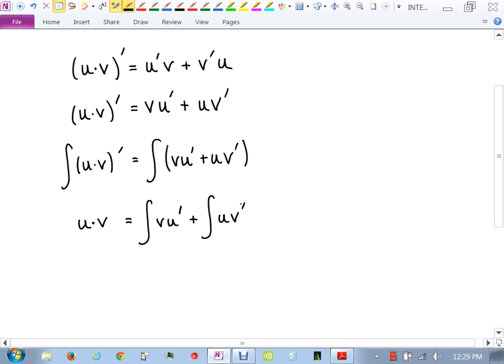Now, what I'd like to do is take this integral right here, and move it to the other side of the equation by subtracting it. I can do that, right? It's an equation. I can move things around by adding and subtracting. So I get uv, that's u times v, minus integral v u prime equals integral u v prime.